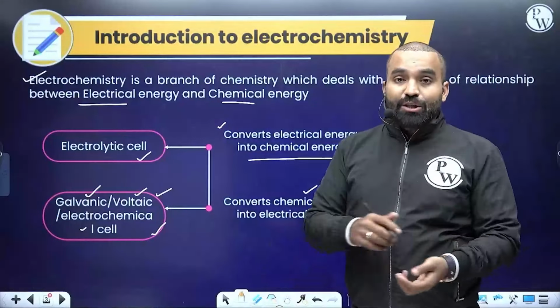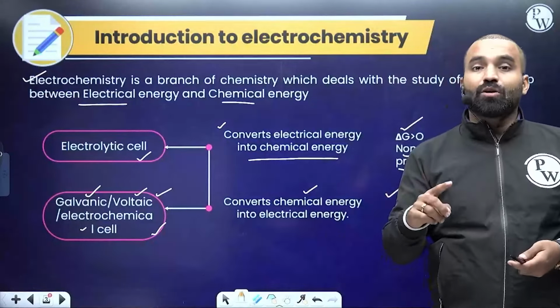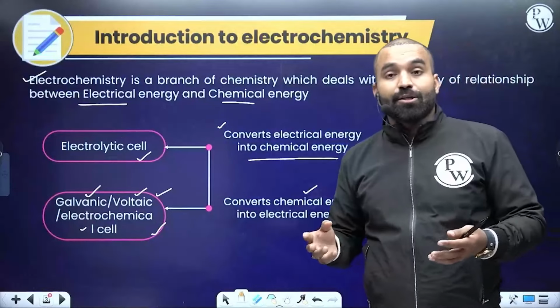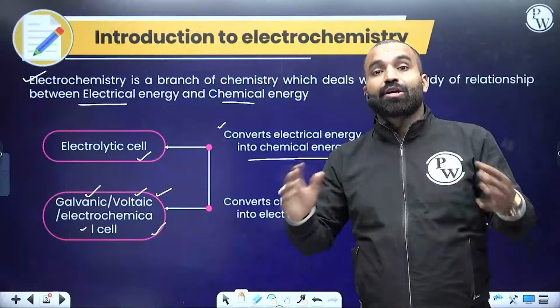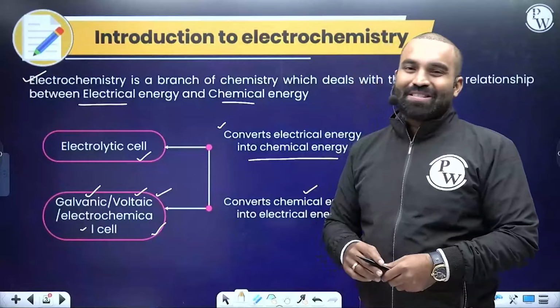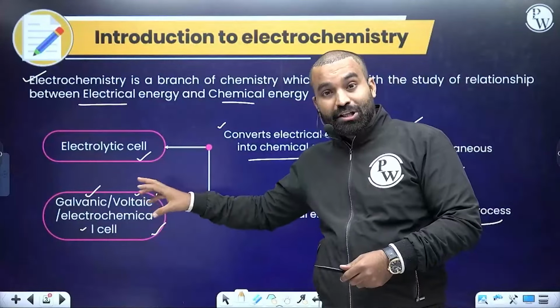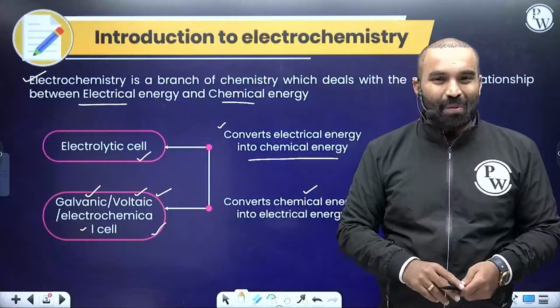This transformation or interconversion between electrical and chemical energy, this whole study, is known as electrochemistry. And the device that is required to do this interconversion is known as a cell. Make sense, everybody?